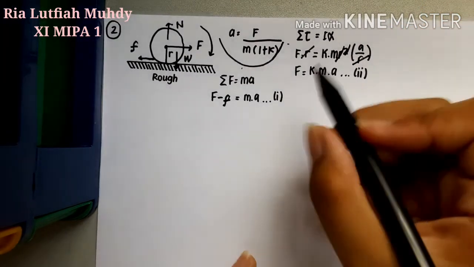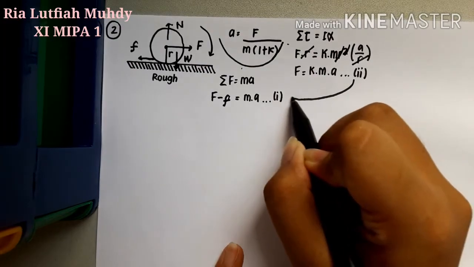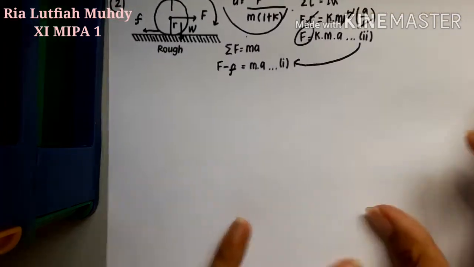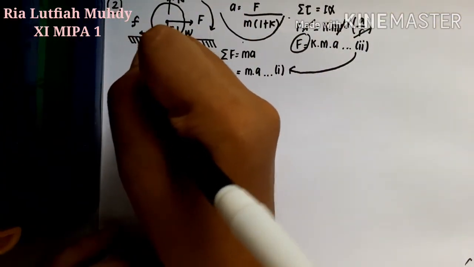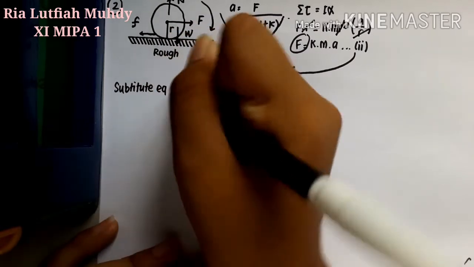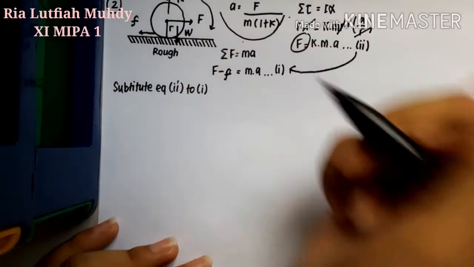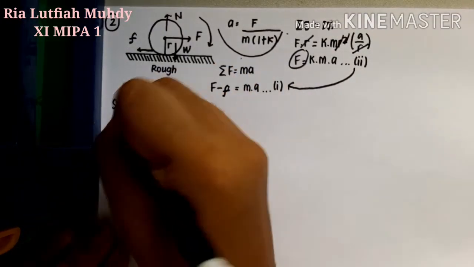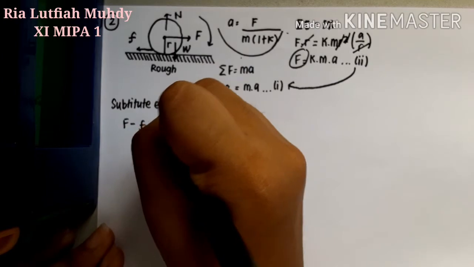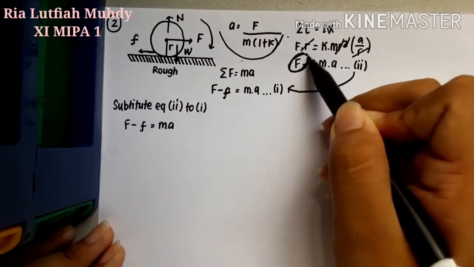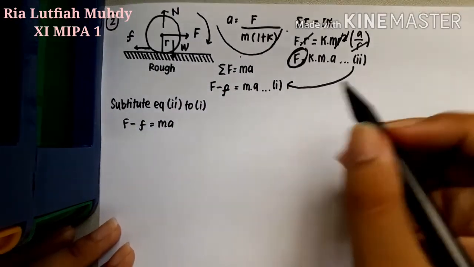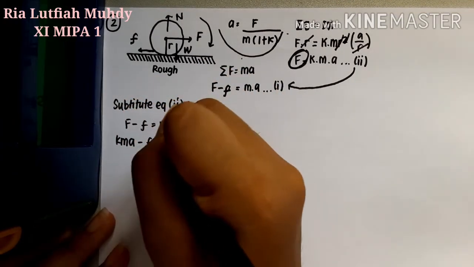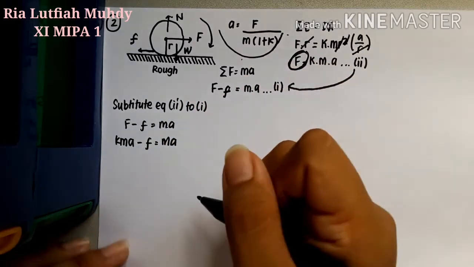The next step is we substitute the second equation into the first equation, because we know that F equals constanta times mass times acceleration. So we substitute equation 2 into 1. As you know, the first equation is F minus friction equals mass times a, and F equals constanta times m times a. So we can write constanta times m times a minus friction equals mass times acceleration.